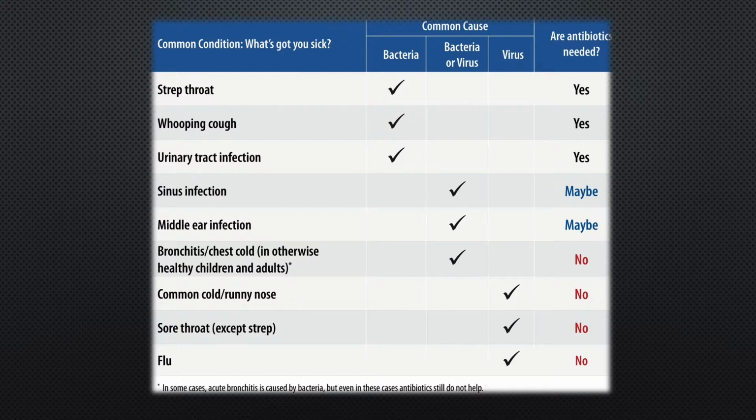Bronchitis and chest colds are typically viral, so no antibiotics would be used for that. Common cold, runny nose, no. Sore throat, except strep, would not require antibiotics. And flu is viral, so it would be treated with antiviral medication.